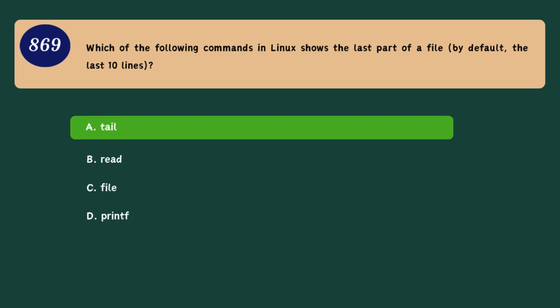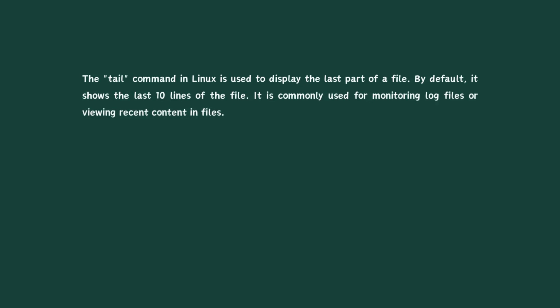Correct answer. A. tail. The tail command in Linux is used to display the last part of a file. By default, it shows the last 10 lines of the file. It is commonly used for monitoring log files or viewing recent content in files.